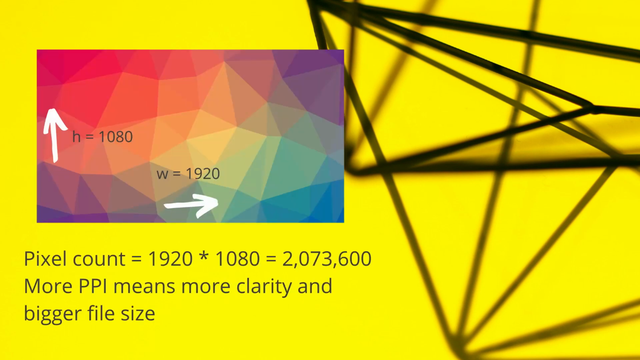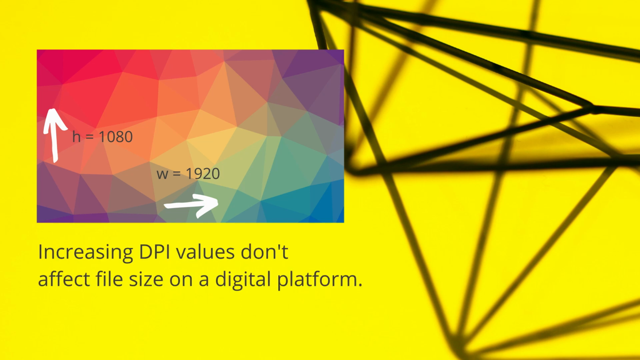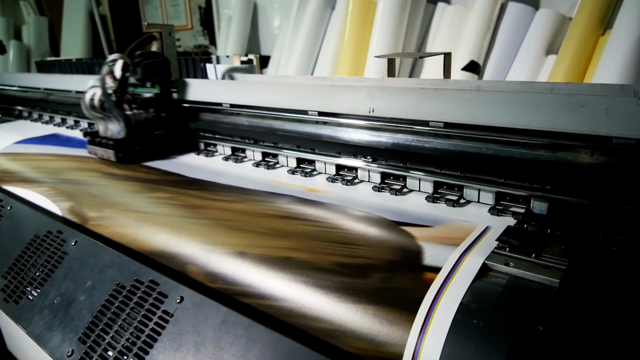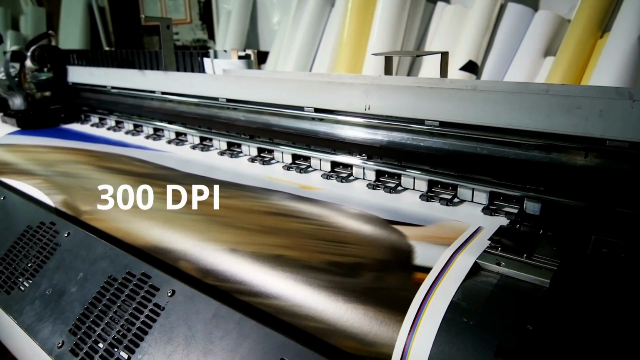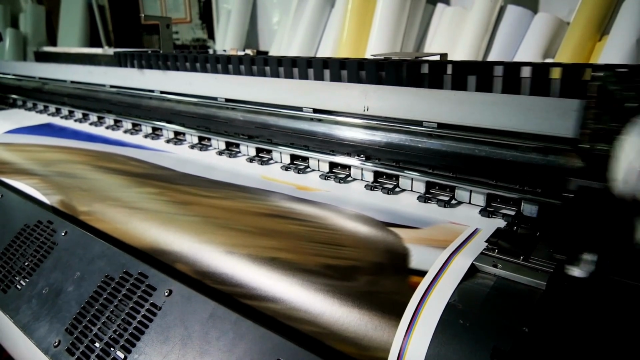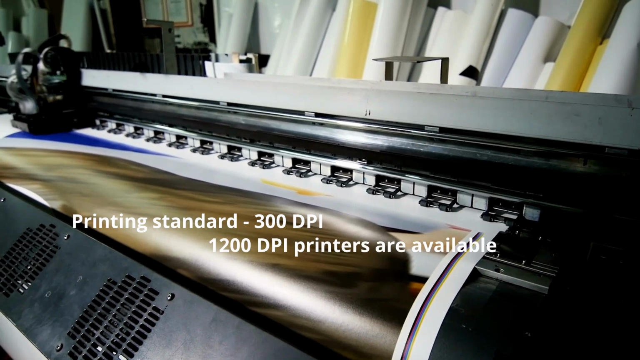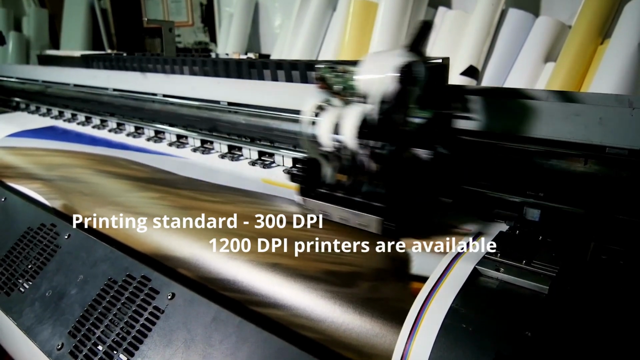The more PPI, the better the image quality, but also its size. Hence, PPI values may depend on the usability of the image. For example, for most web images and social media, 72 PPI is enough. Increasing DPI values in digital images will hardly make any changes to it. However, if you create any digital asset which may need printing, it is often suggested to get 300 DPI. DPI, since they are linked to actual physical devices, follow some standardization for printing purposes. 300 is standard, but there are 1200 DPI printers available as well.